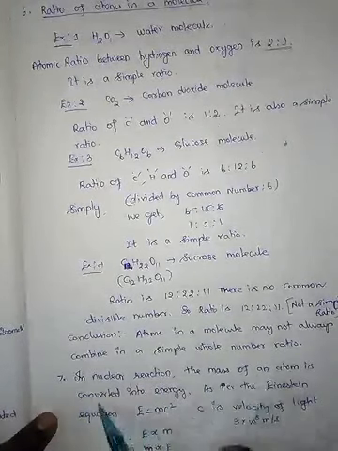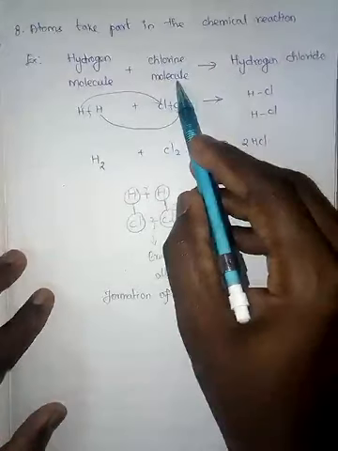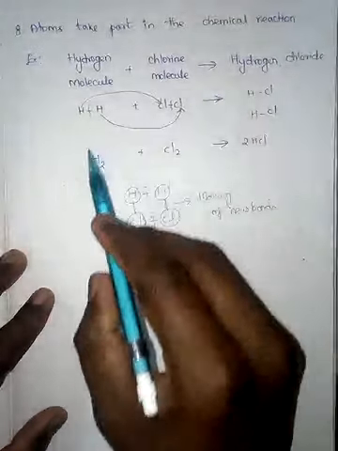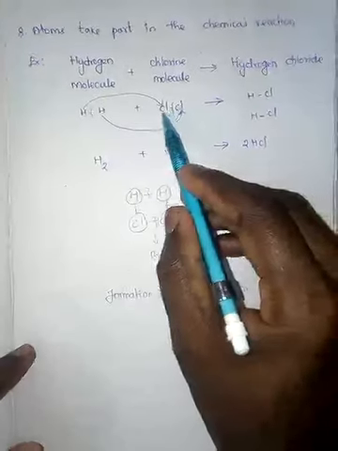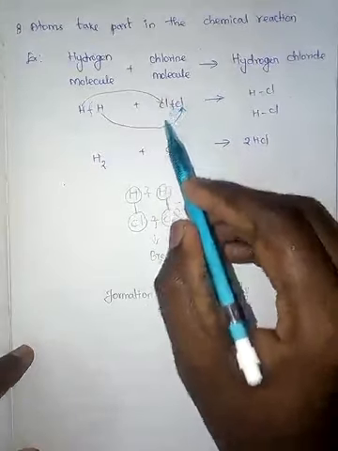Let's go for the last point, that is, atoms take part in the chemical reaction. Let's go for the reaction. Hydrogen molecule and chlorine molecule give hydrogen chloride. So H2 is hydrogen, Cl2 is chlorine, which gives 2HCl. Here, the covalent bond between the hydrogens breaks. Similarly, the covalent bond between the chlorines breaks.